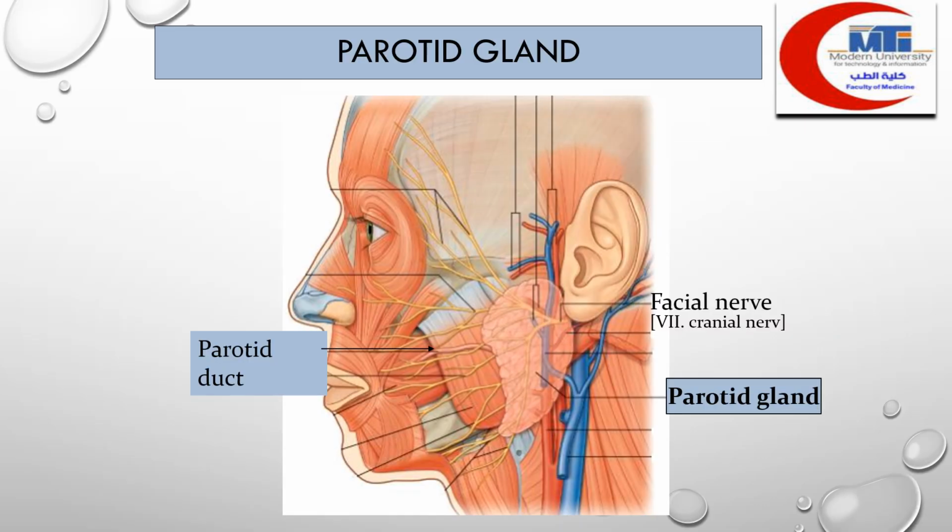Okay, as we mentioned, major salivary glands are paired glands, including two parotid glands, two submandibular glands, and two sublingual glands, and they possess long ducts that open into the oral cavity. Now we are going to discuss the parotid gland. As we see here, this is the parotid gland opening with a long duct into the mouth cavity.